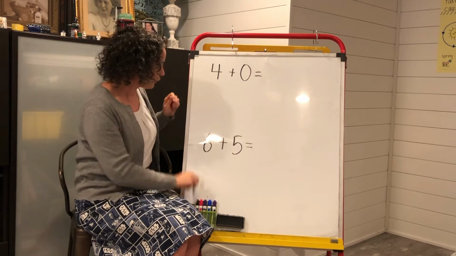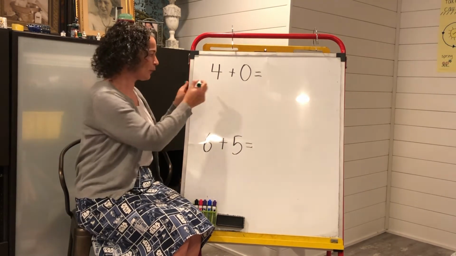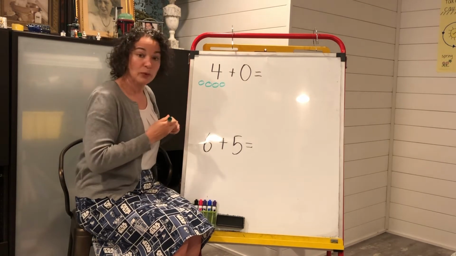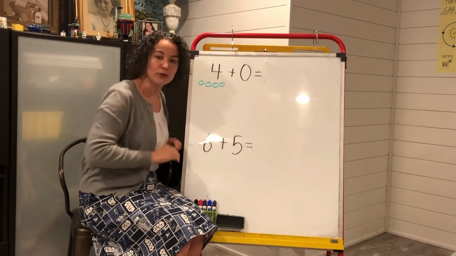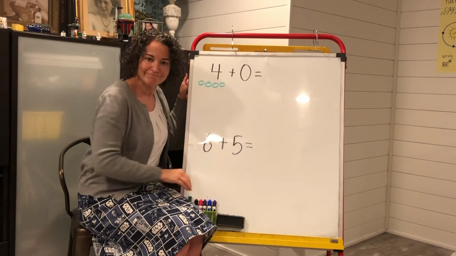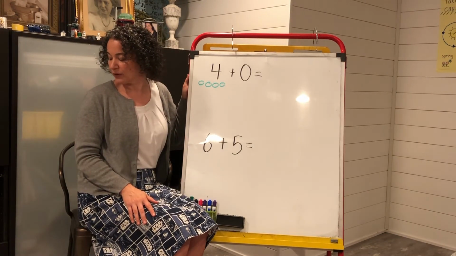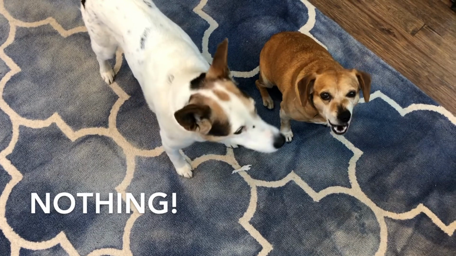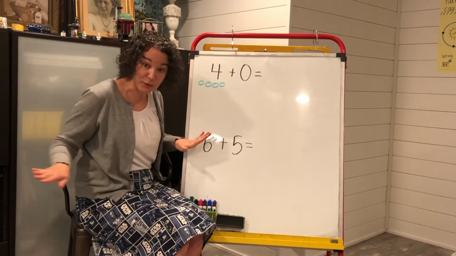All right, my friends, 4. How many counters? Yeah, I need 4 counters. 1, 2, 3, 4. Now, we worked on this last time. What do I draw for 0? Penny, what do I draw for 0? Penny says I draw nothing for 0.